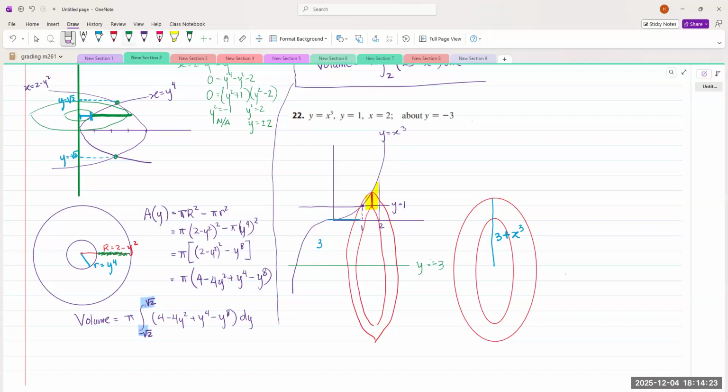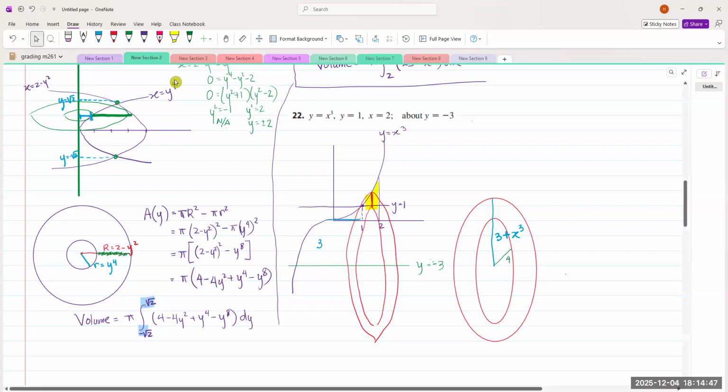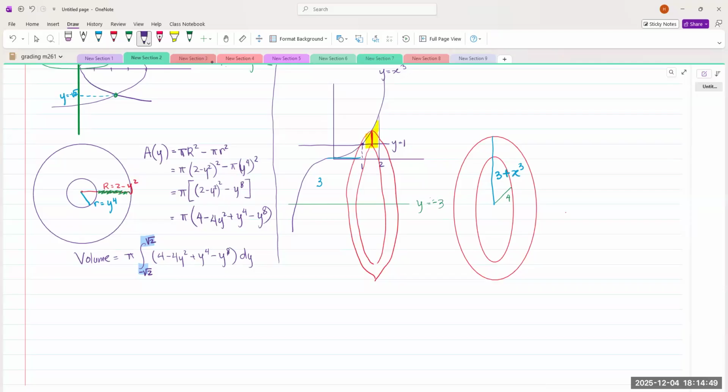Now let's see, the smaller radius is 3 plus, oh, this is 1, huh? This is always 1. The y equals 1, right? So the small radius will be just 4. Correct? The small radius will be just 4. So the area of cross section as a function of x will be pi times the big radius. Don't forget to square it.